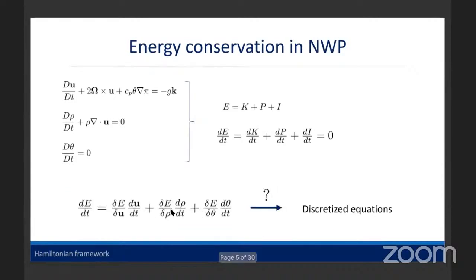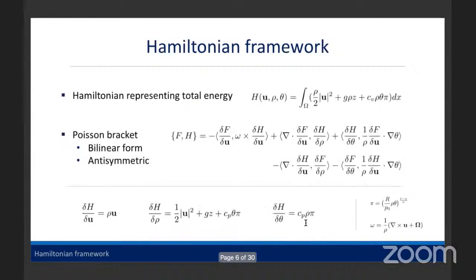And so the question is, how do you discretize your governing equations such that all of these things add up to zero in the end of the day? One way to do that is using a Hamiltonian framework. The idea here is that you use the Hamiltonian, which represents the total energy, in this case for the compressible Euler equations, and a bilinear form that's antisymmetric, called the Poisson bracket.